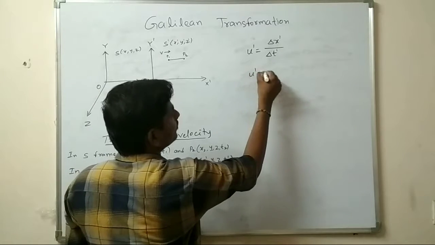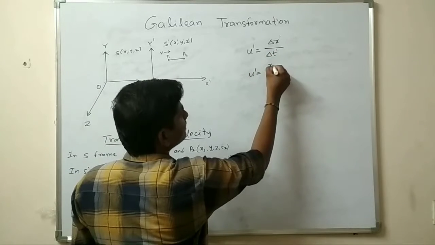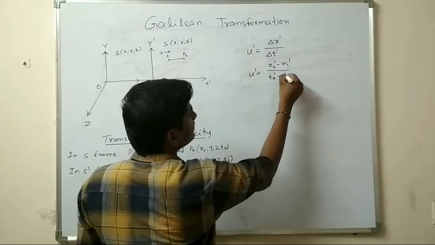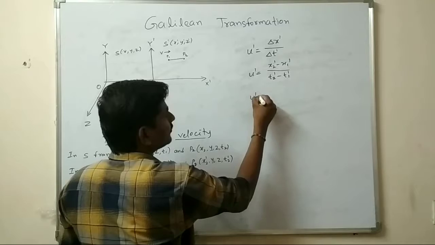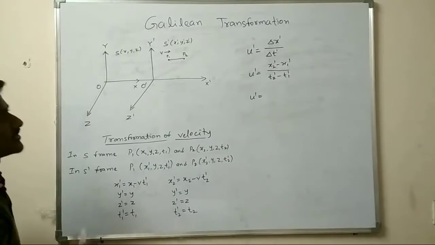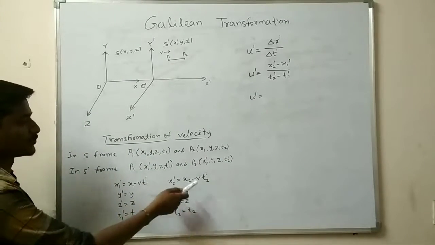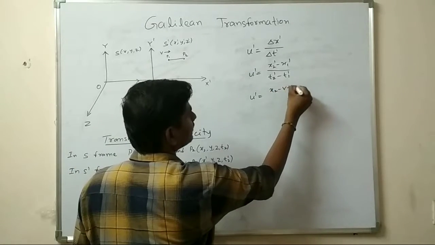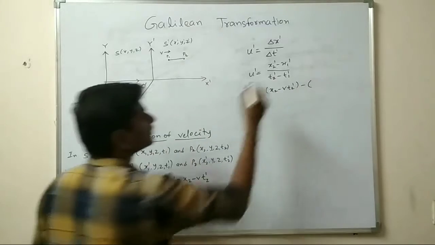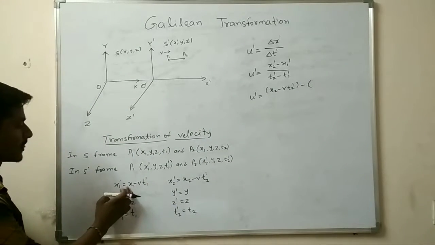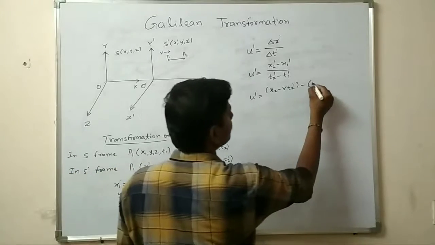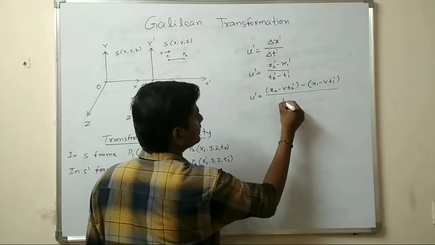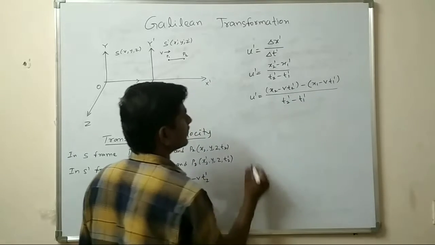u dash is equal to delta x dash, which can be written as x2 dash minus x1 dash, divided by t2 dash minus t1 dash. What is x2 dash? x2 dash is x2 minus v t2 dash. So x2 minus v t2 dash, minus, what is x1 dash? x1 dash is x1 minus v t1 dash, divided by t2 dash minus t1 dash.